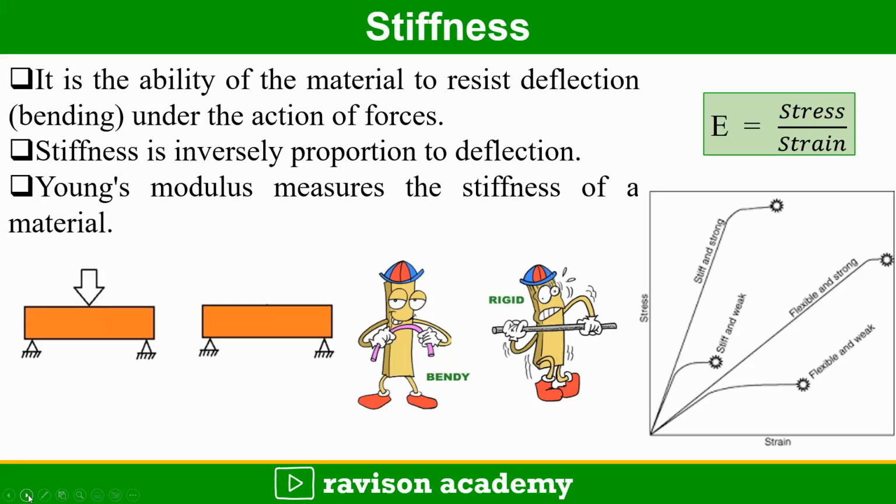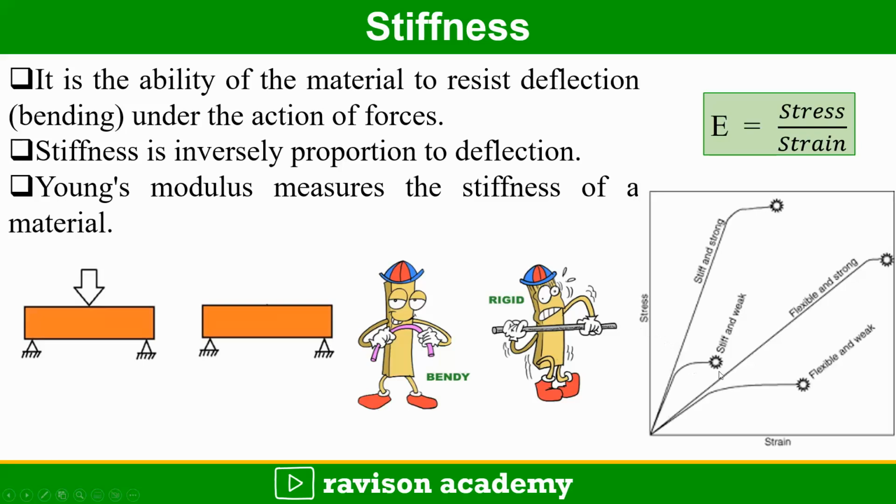So coming to the stiffness, it is the ability of the material to resist deflection under the action of forces. Stiffness is inversely proportional to deflection. If stiffness is more, deflection is less. So Young's modulus represents the stiffness of the material. So from the stress strain curve, you can measure the slope up to the elastic limit, and you can get the Young's modulus. Once the Young's modulus value is very high, stiffness is very high.